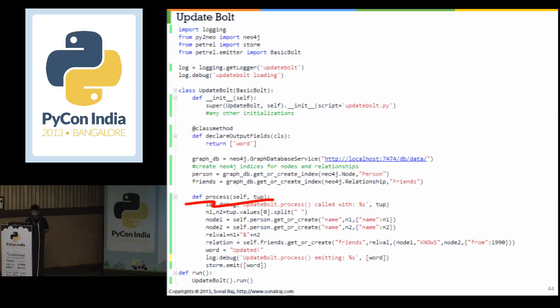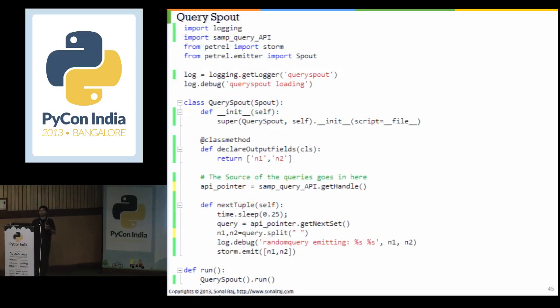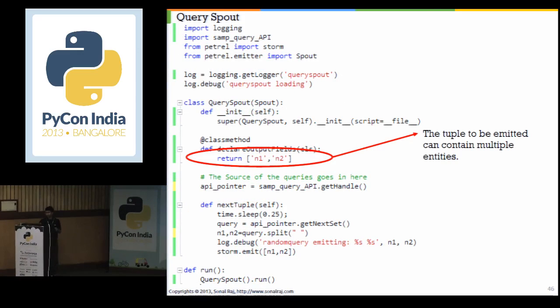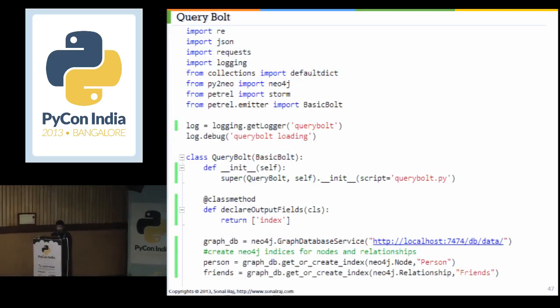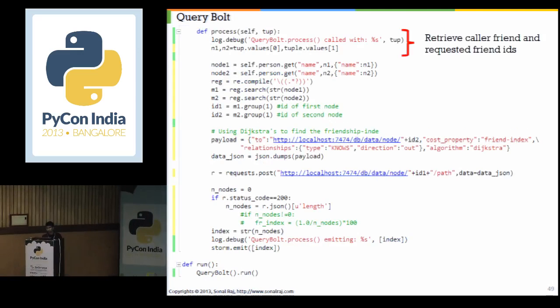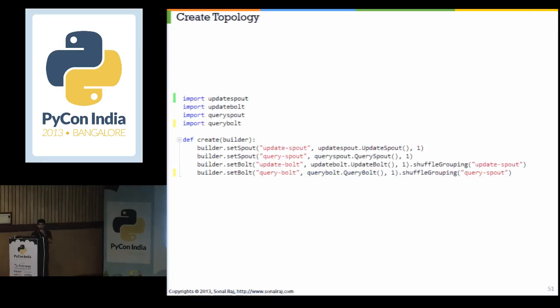The process, as you know, is the most important method here. Since we are running out of time, I'll just show you the demo. You can see the code in the presentation later. So it's on the same line. It just shows you the tuple to be emitted can contain multiple entities. So we have a query bolt on similar lines. It retrieves caller friend and request friends IDs. So you can take a look at this code. I'll just run the topology and show you.